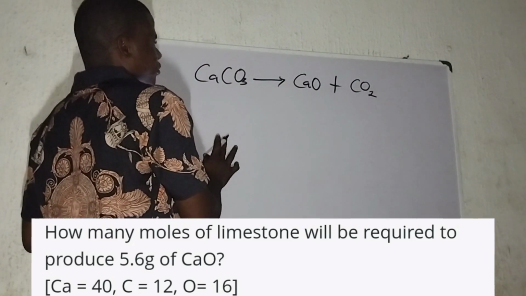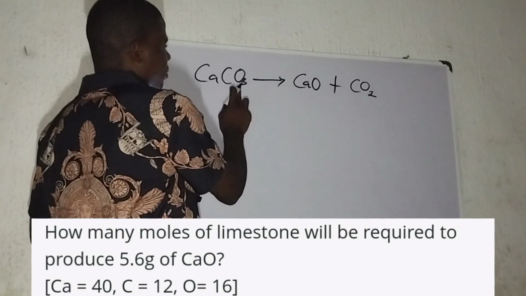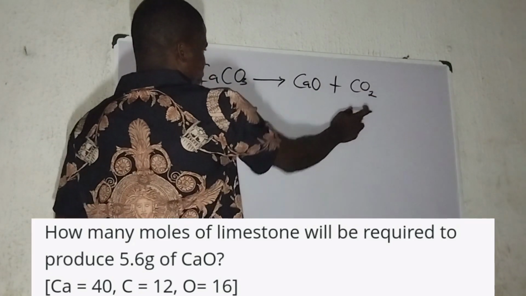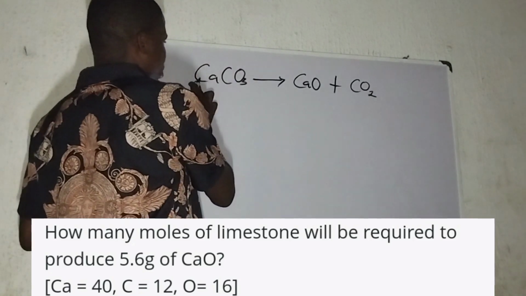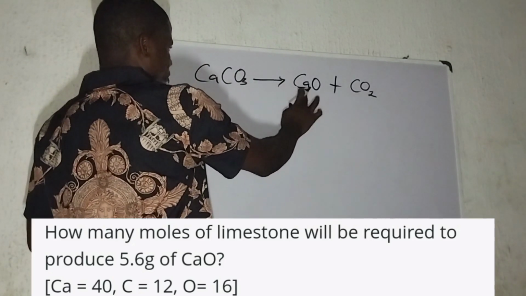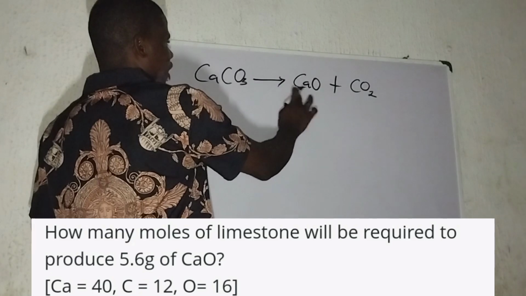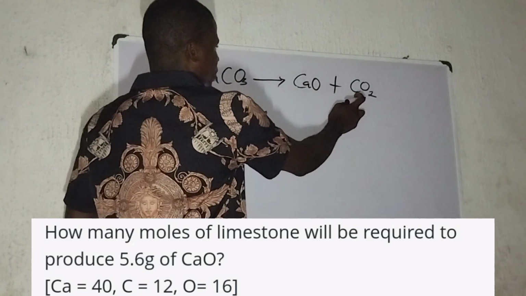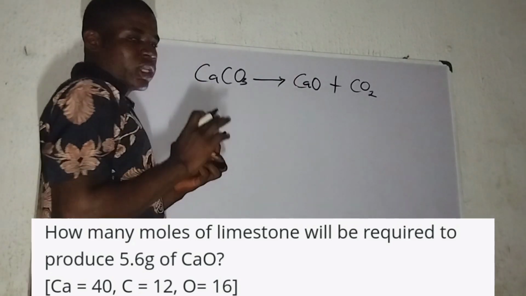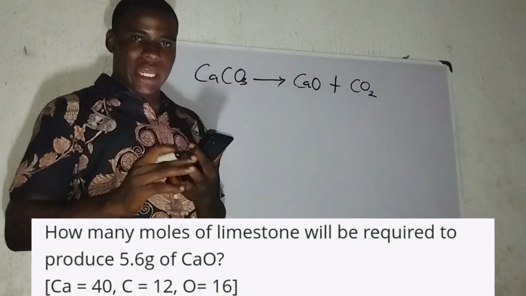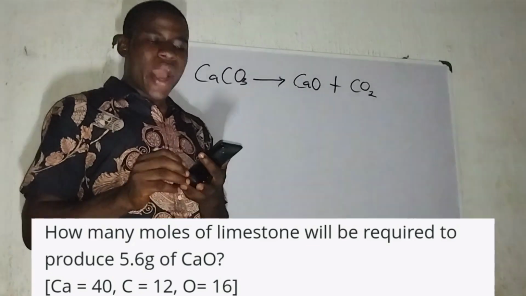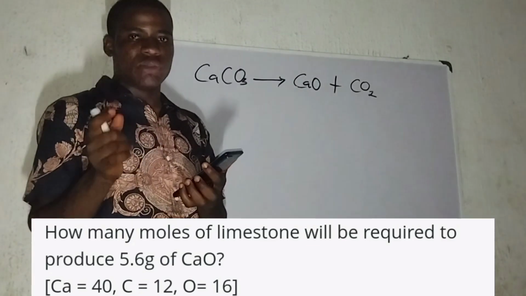Now let's balance the equation. Balance oxygen first. How many atoms of oxygen do I have? 3. On the other side, 1 plus 2, 3, right? Oxygen is balanced. How many atoms of carbon? I have 1. Calcium, how many atoms? I have 1, 1. Carbon, 1, 1. So the equation is actually what? Balanced. Now they said, how many moles of limestone will be required to produce 5.6 grams of calcium oxide?